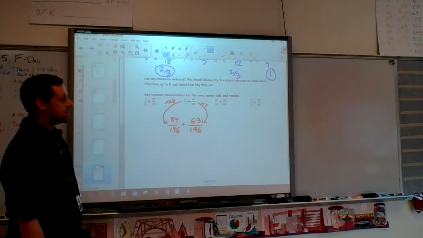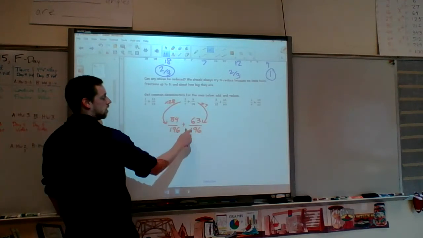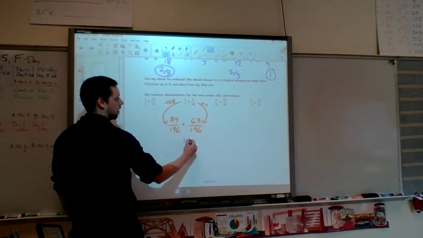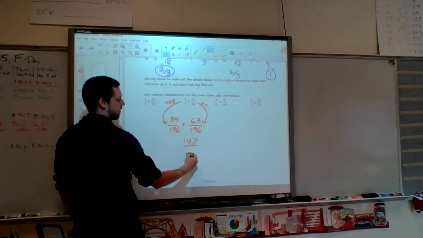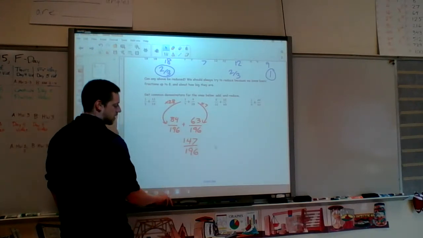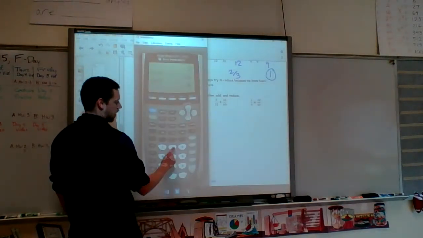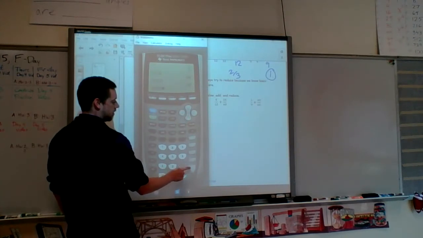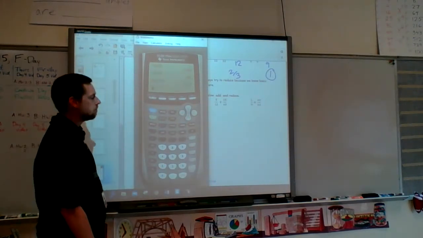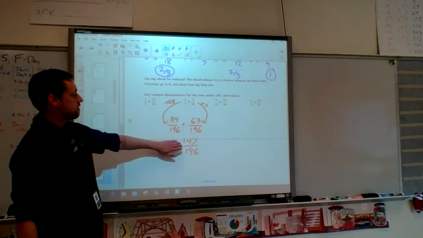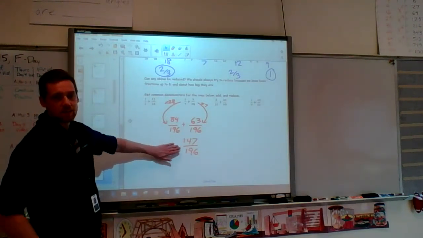If I add these together, 84 plus 63 is 147. Let me double check the mental math there. 84 plus 63. Yeah, 147. So now I have this fraction, 147 over 196.